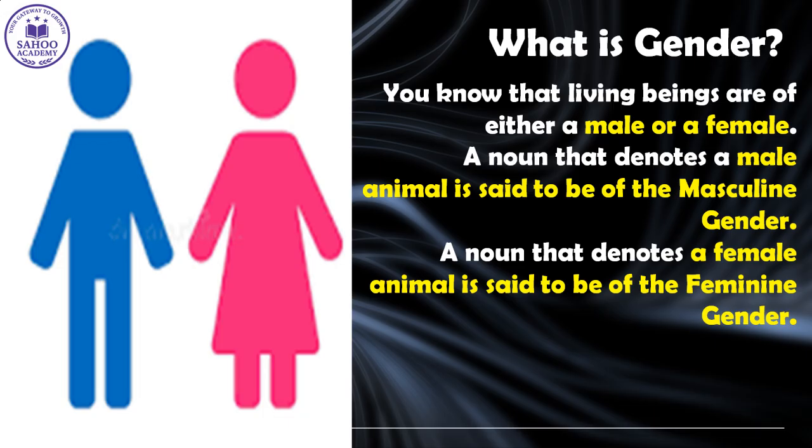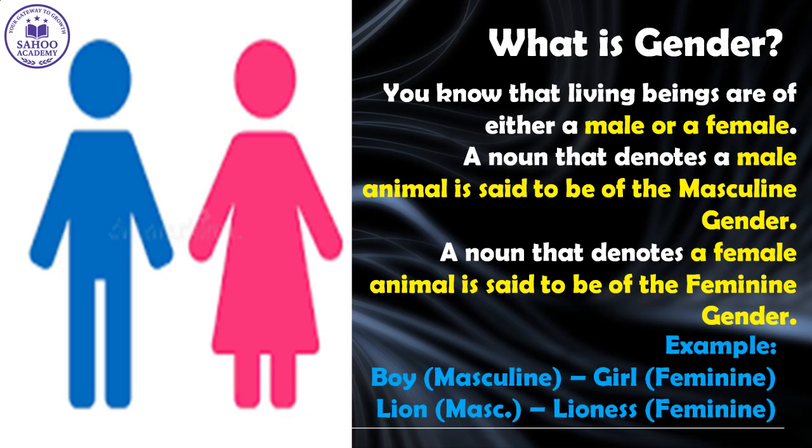A noun that refers to a male person or animal is said to be of the masculine gender. Examples: boy, king, lion, actor. But a noun that refers to a female person or animal is said to be of the feminine gender. Examples: girl, queen, lioness, and actress.